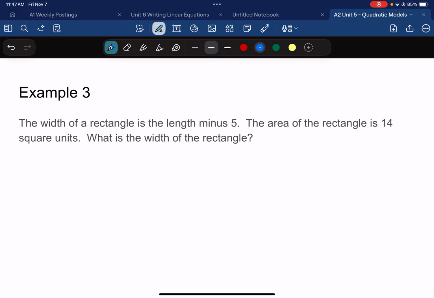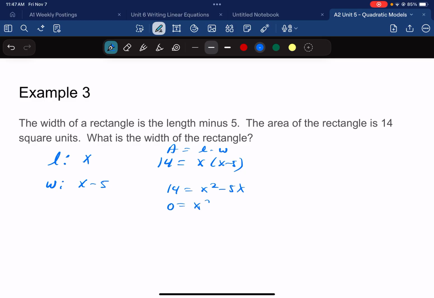The width of a rectangle is the length minus 5. So let's just write little expressions here for length and width. So we'll call the length x. And the width then is the length minus 5. And the area is 14 square units. So 14 equals length times width. So area equals length times width, and I just plug in 14 for area, x for length, x minus 5 for width, and I'm going to distribute x squared minus 5x.